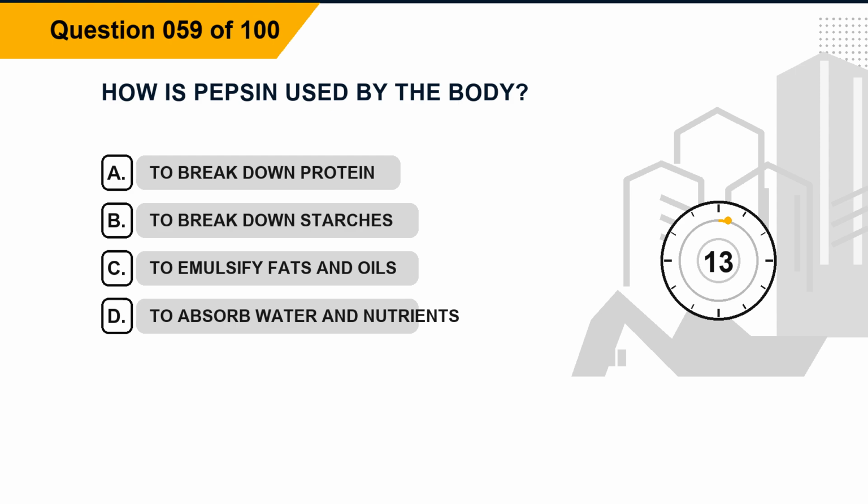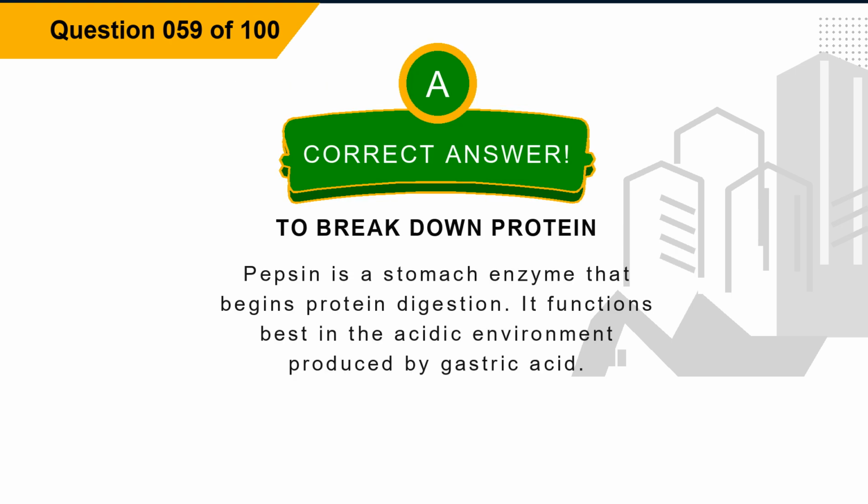Question 59. How is pepsin used by the body? Option A, to break down protein. Option B, to break down starches. Option C, to emulsify fats and oils. Option D, to absorb water and nutrients. The correct answer is option A, to break down protein. Explanation: pepsin is a stomach enzyme that begins protein digestion. It functions best in the acidic environment produced by gastric acid.